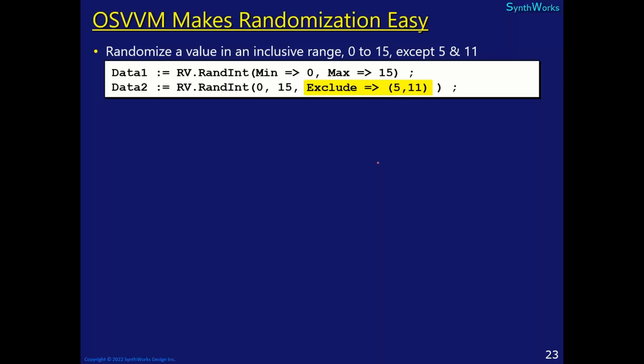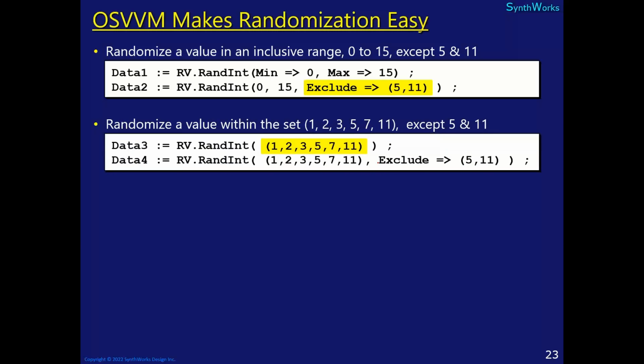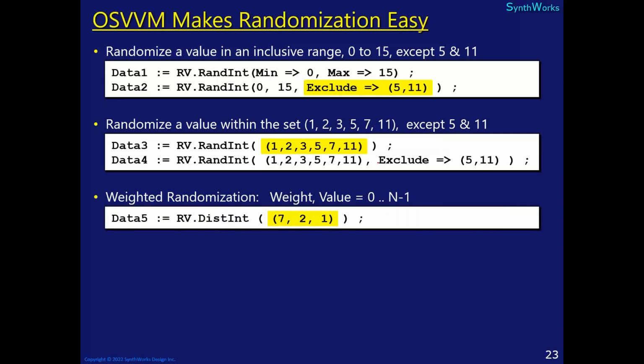We have a range with an exclude vector, and that exclude vector is an integer vector value. We have a set that we represent, so randomly pick a value within a set. We also have exclude values here. You could view the exclude value as a subtract value if you wish. We can do weighted randomization and weighted randomization with excludes.